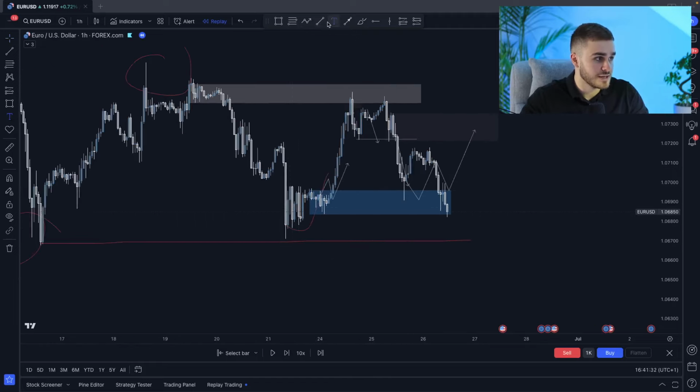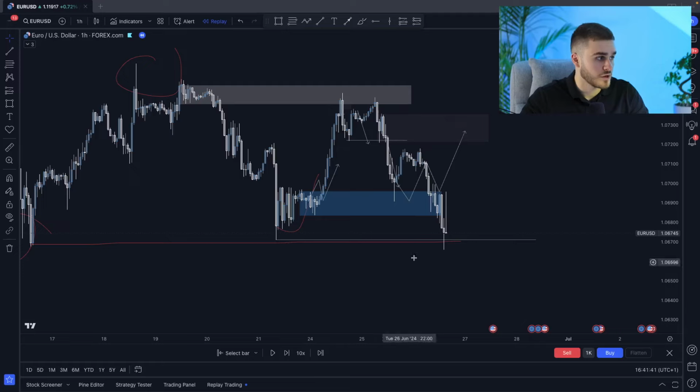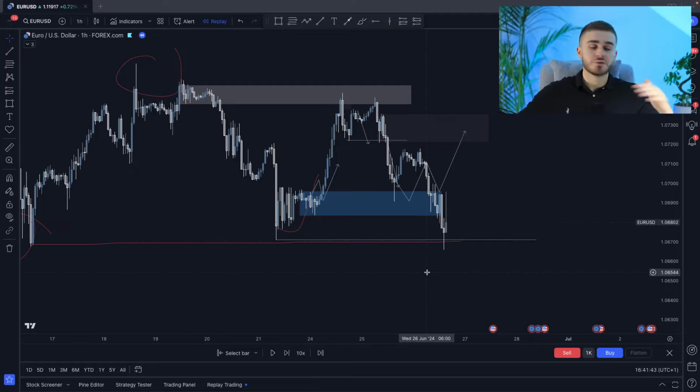So what it seems like is price is probably aiming for these lows over here. So let's see. Yep. Okay, cool. There we go. So how does this help us?